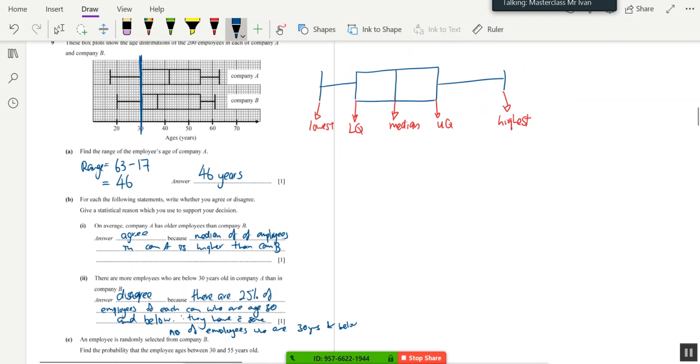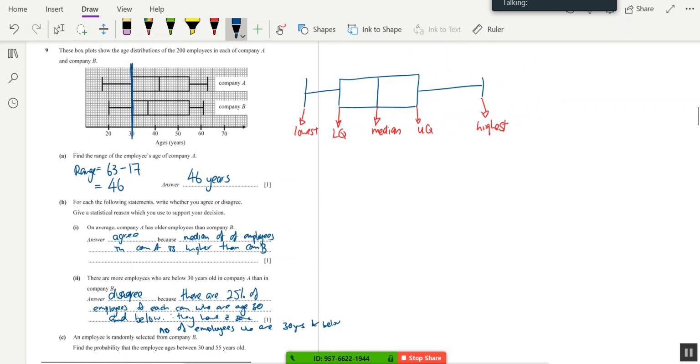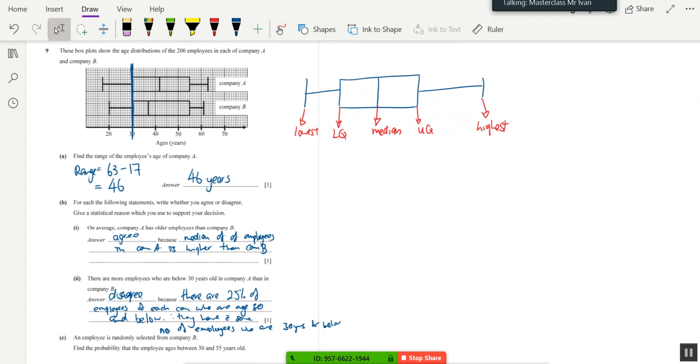Okay, and an employee is picked at random from company B. Okay, so how many people are there in company B? So that is the denominator that you need to look for. Megan, how many people are there in company B? 200. I think it's 200. Yeah, 200. 200, okay.